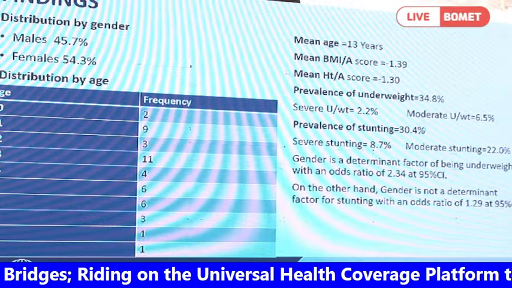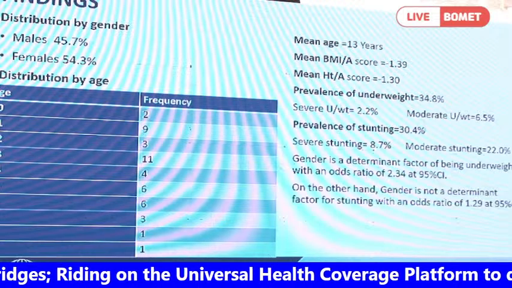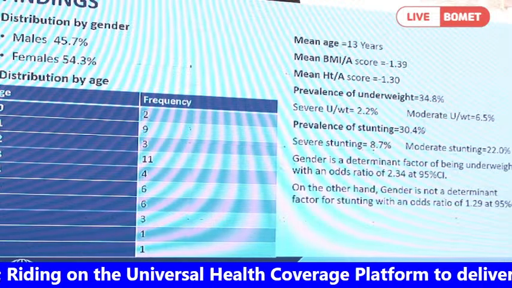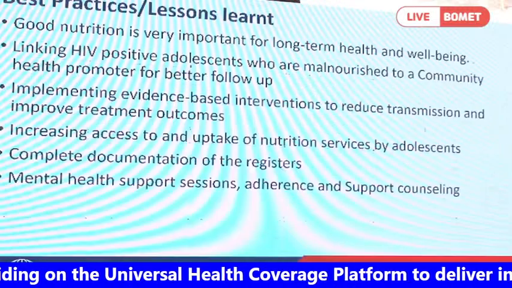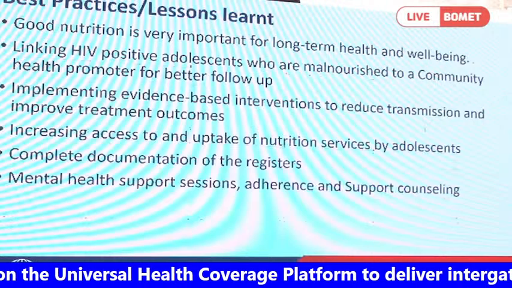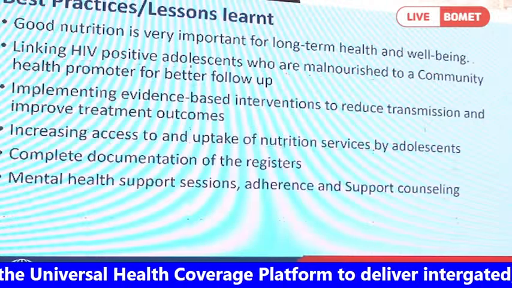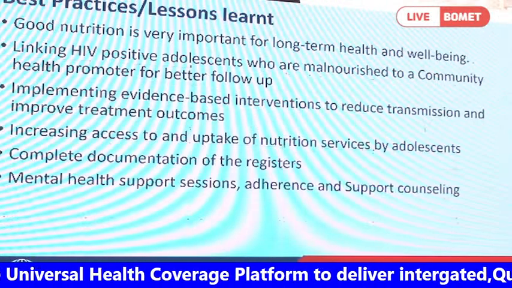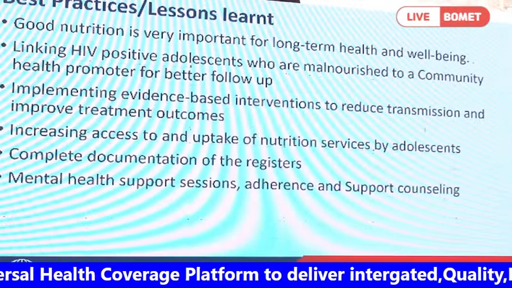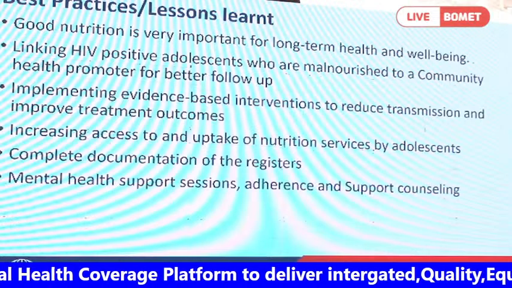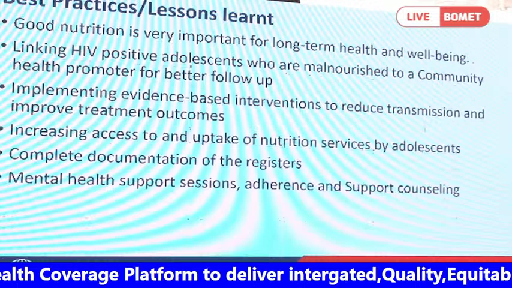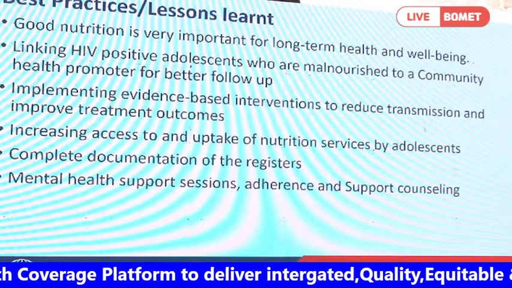And on the other hand, gender was not a determinant factor for stunting, with an odds ratio of 1.29 at a 95% confidence interval. Some of the lessons learned: it's important to note that good nutrition is very important for long-term health and well-being. Linking HIV-positive adolescents who are malnourished to a community health promoter for better follow-up can also help in managing the adolescents.